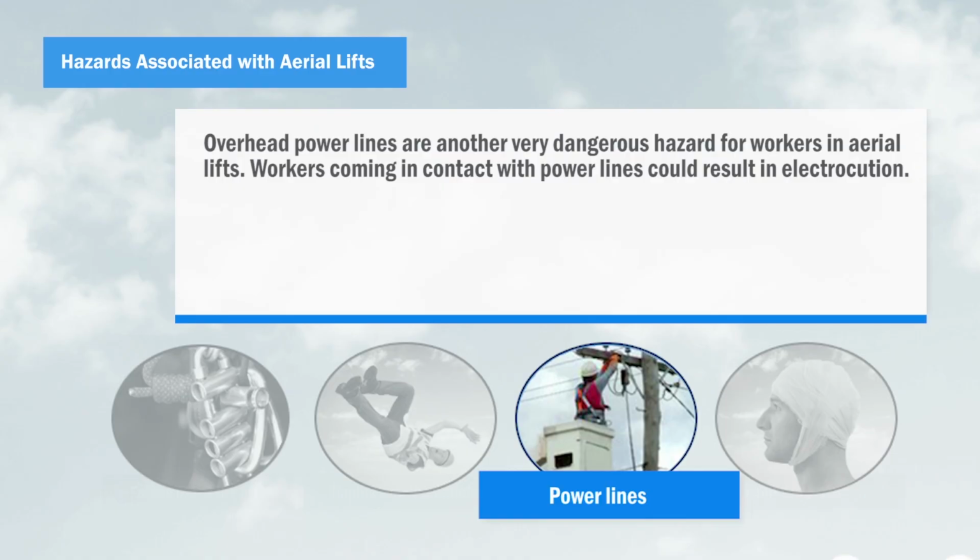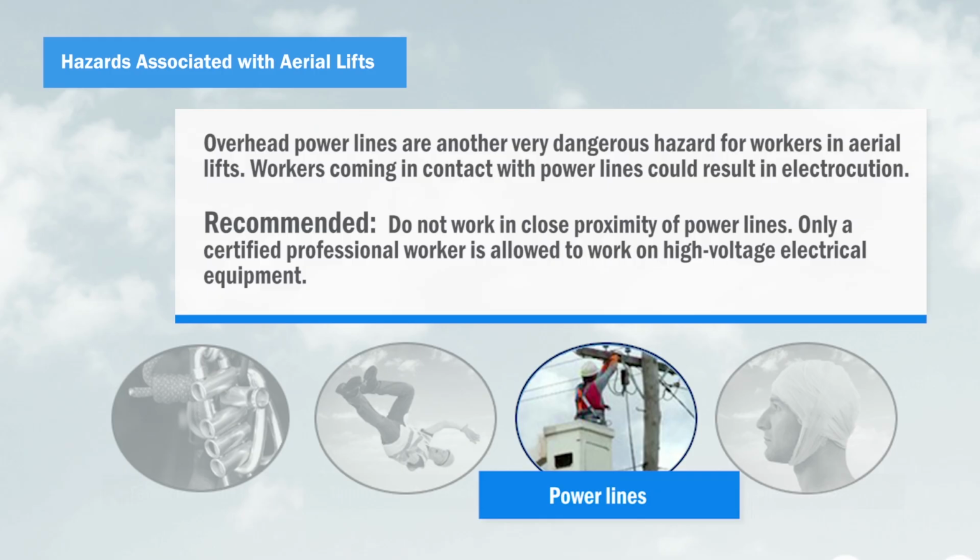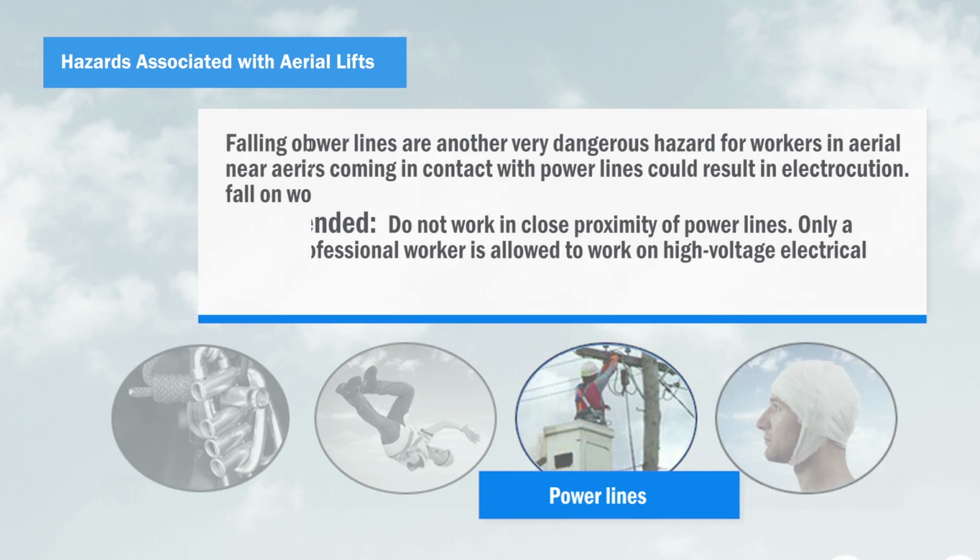Power lines. Overhead power lines are another very dangerous hazard for workers in aerial lifts. Workers coming in contact with power lines could result in electrocution. Recommended: do not work in close proximity of power lines. Only a certified professional worker is allowed to work on high-voltage electrical equipment.